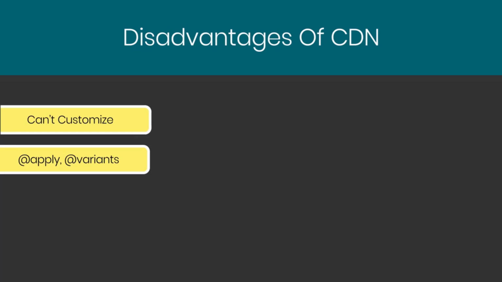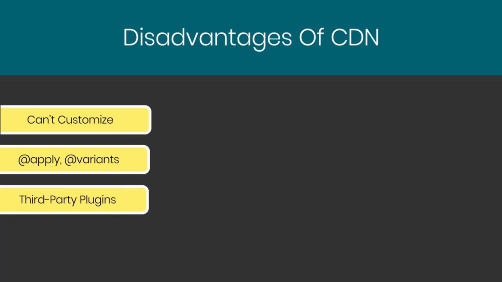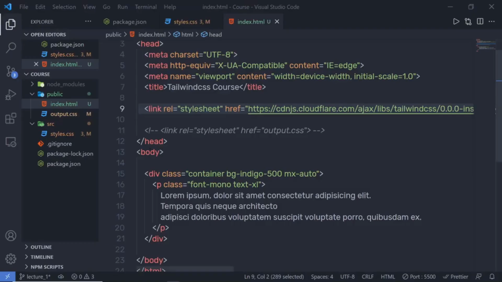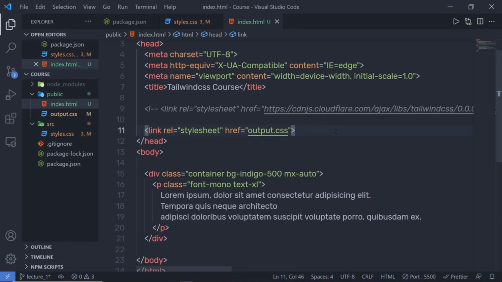Another disadvantage of using CDN is you can't install third-party plugins, and you can't remove unused style from the Tailwind default file. You can't remove the unused CSS classes from the Tailwind file. So these are some major disadvantages of using CDN. So instead of using CDN, I will recommend you to use npm to work with Tailwind CSS. So instead of using this link, I'm going to comment this and comment this output file. That's it.